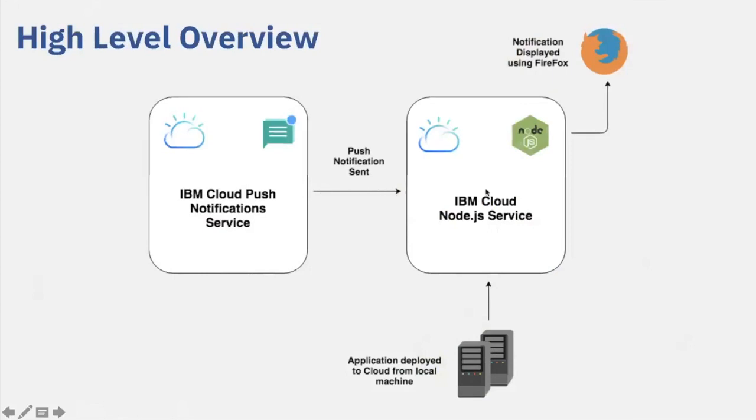So after this deployment is done, you send the push notification to the IBM Cloud Node.js service, and then it is displayed using the Firefox browser. And you can integrate this with any website that you make. You can create a website normally like you would using Node.js, and just modify it according to the instructions mentioned in the course that is on DNA, and then you'll be able to send and receive push notifications to it. That brings us to the conclusion of our demo.